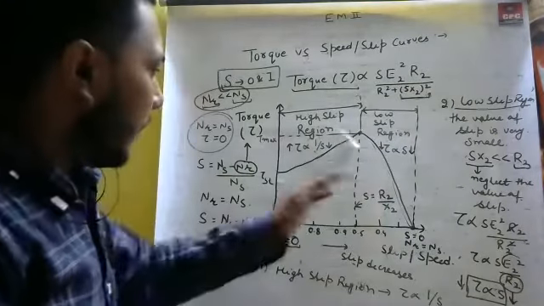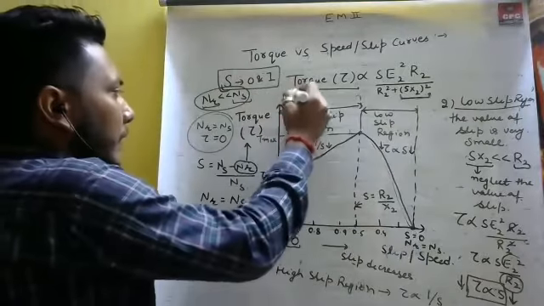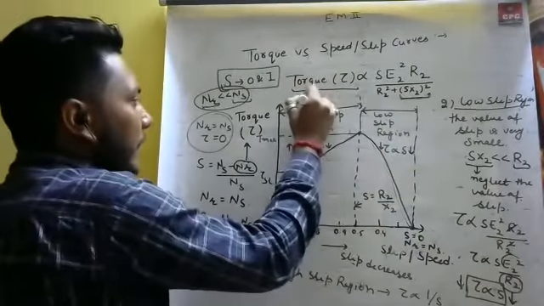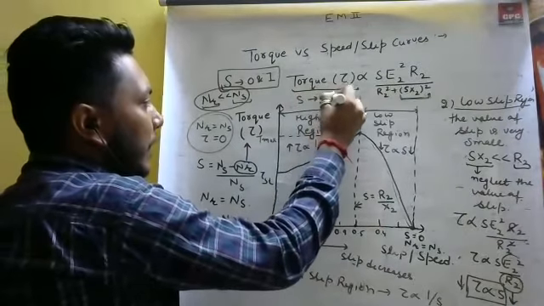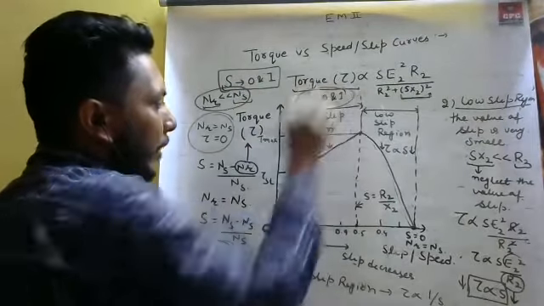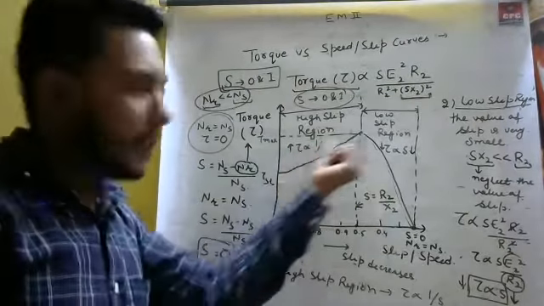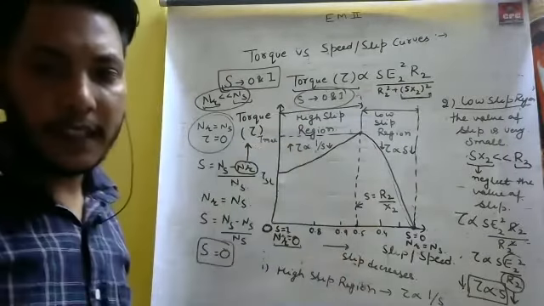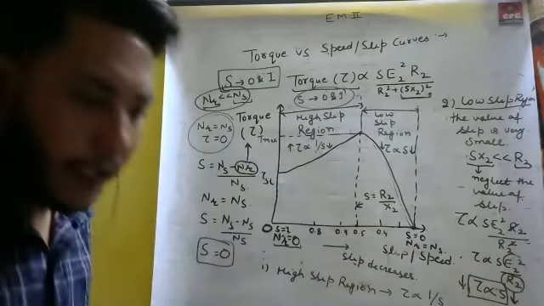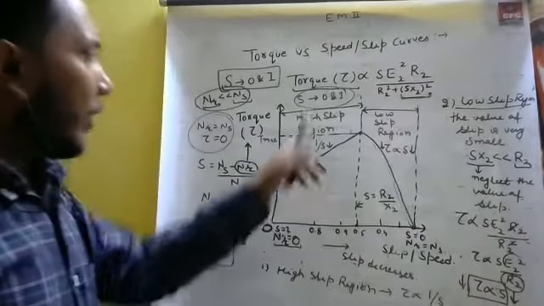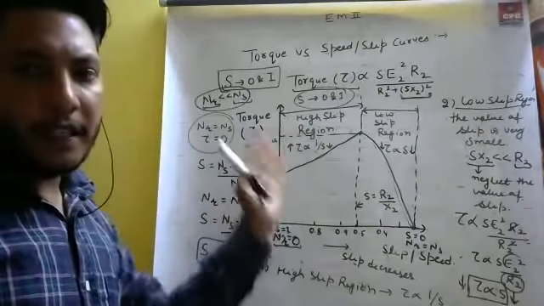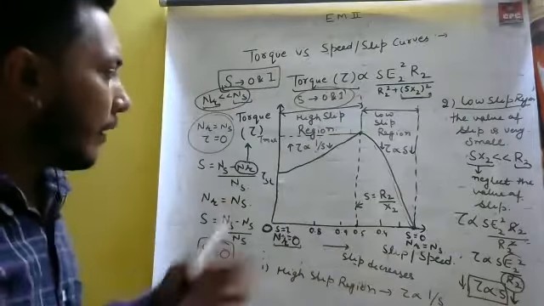Okay. Now this is the slip region of the induction motor. The slip lies between 0 and 1. This is your high slip region, and this is your low slip region. This is overall your torque versus slip curve. Now, if slip is less than 0 or if slip is greater than 1, then what will happen?